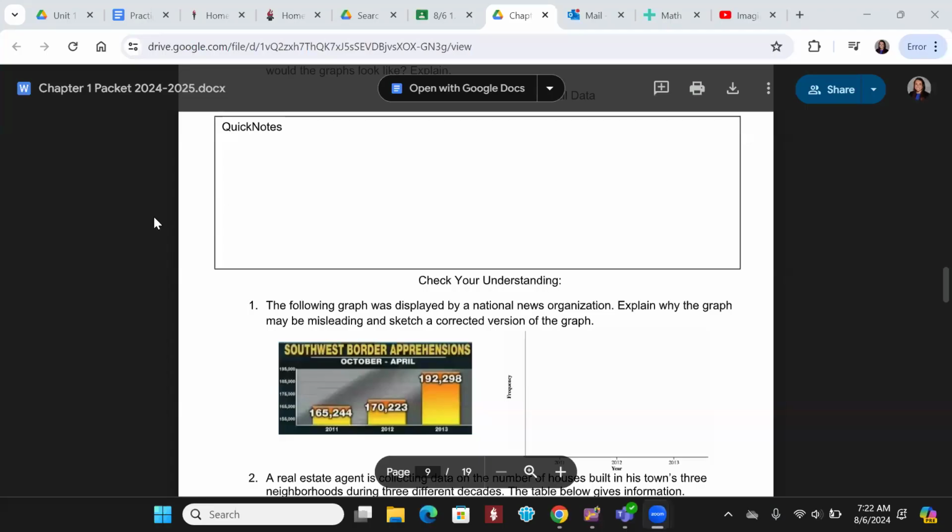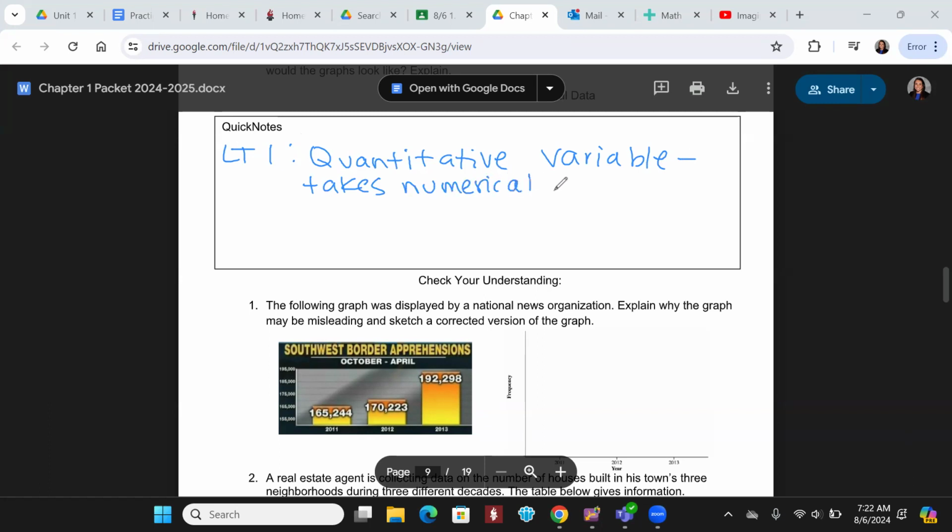Okay. So just kind of a summary from yesterday. The first learning target that we had, we talked about quantitative variables. Also, I apologize for my handwriting. If there's something that you can't read, just ask me. Quantitative variable, and you're going to want to write super small. That's where we take numerical values or counted quantities.